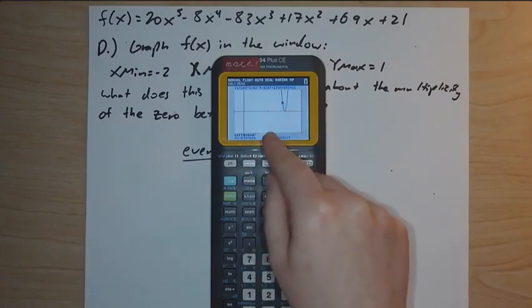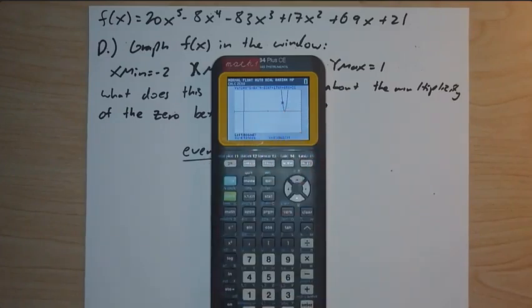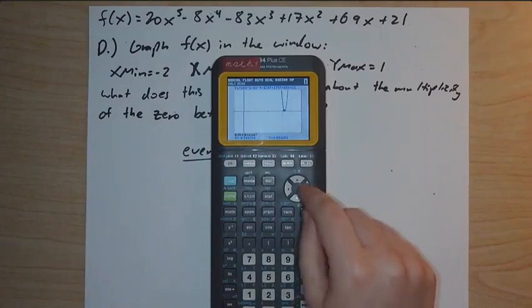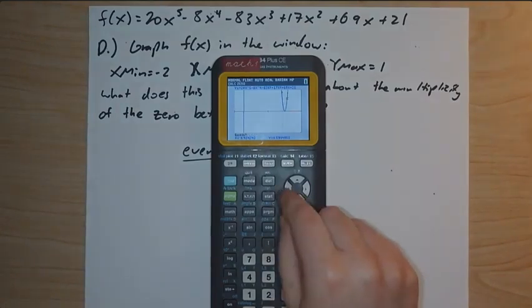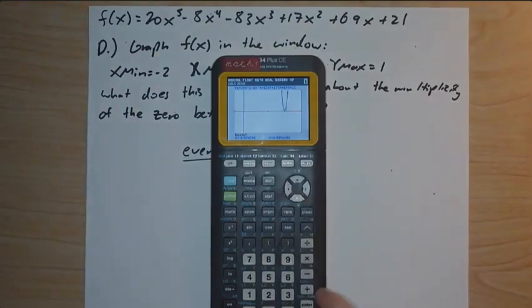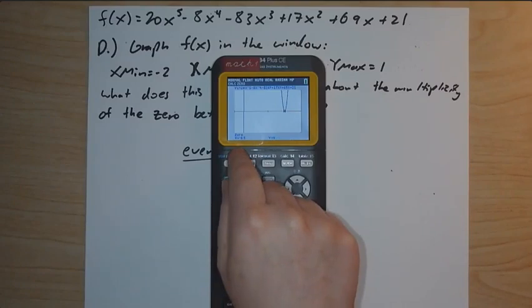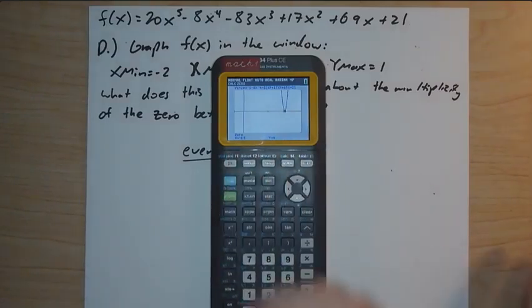And it asks for a left bound, so we're going to go to the left of our 0, press enter. It asks for our right bound, so we're going to scroll the cursor to the right of our 0, press enter. And it asks for us to guess, so we're going to go close to our 0 and then press enter. And it'll think for a little bit. And it gives us our 0. It says x is equal to -0.5 and our y is 0.